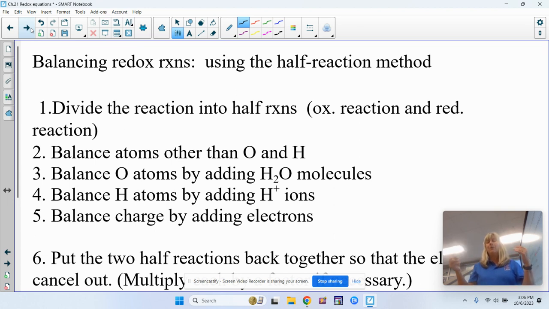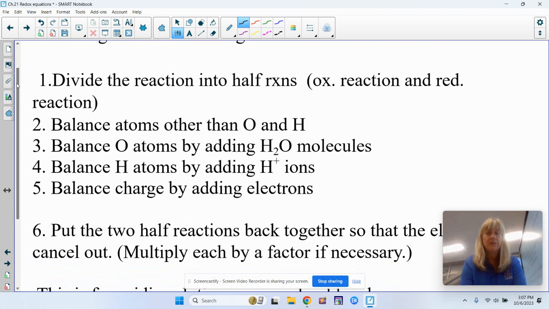When we say we're adding water, these reactions are happening in water. So we're not really adding something that's not already there. We're just keeping track of things. And the same thing with H+. If it's in acidic solution, there's already H+ there. Again, we're just keeping track. And then when we put them back together, the electrons will cancel out and it would be balanced.